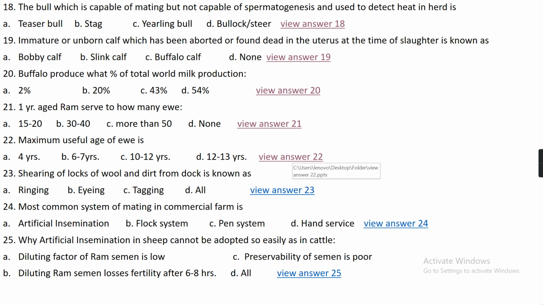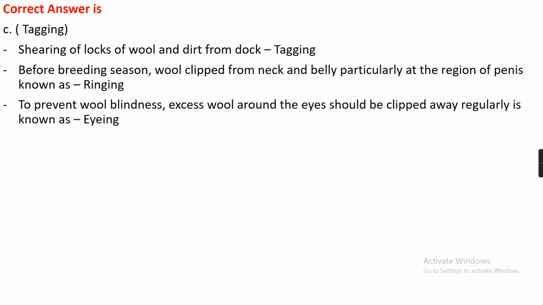Question number 23. Shearing of locks of wool and dirt from dock is known as option A ringing, option B eyeing, option C tagging, or option D all. The right answer is tagging. Shearing of locks of wool and dirt from the dock region is tagging, while before the breeding season, clipping the wool from the neck and belly area, particularly around the penis, is known as ringing. Eyeing is the term given to removing the excess wool from around the eye area in order to prevent wool blindness.